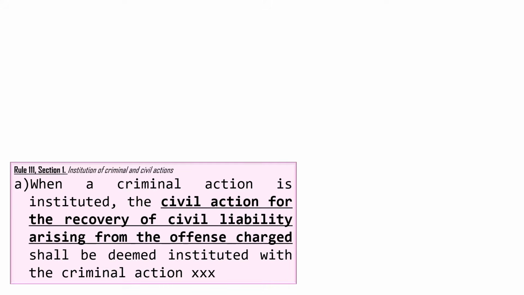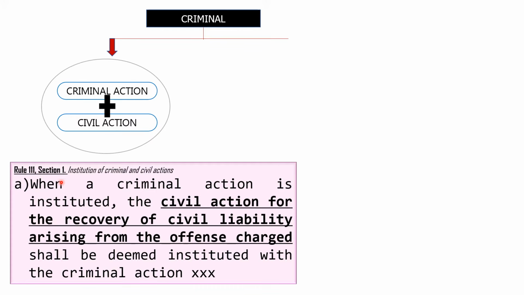Let's read section 1 of your Rule 111, the institution of criminal and civil actions. So when a criminal action is instituted, meaning to say, when a criminal case is filed, together with that criminal case is the civil case. Take note that this is only the general rule, because there are exceptions, and we are going to discuss those in the next slides. So again, when a criminal action is instituted or filed, the civil action shall be deemed instituted or included together with the criminal action.